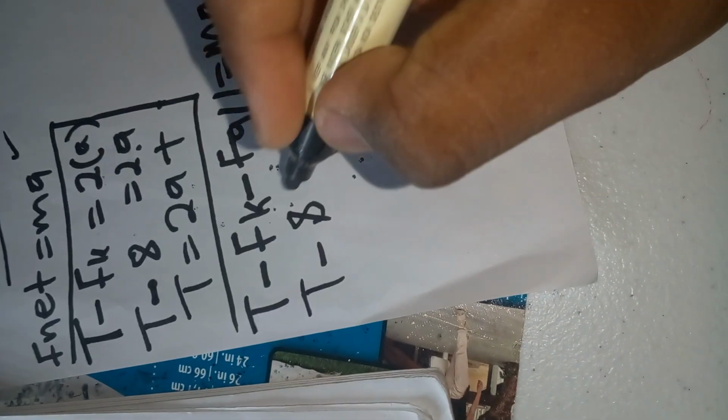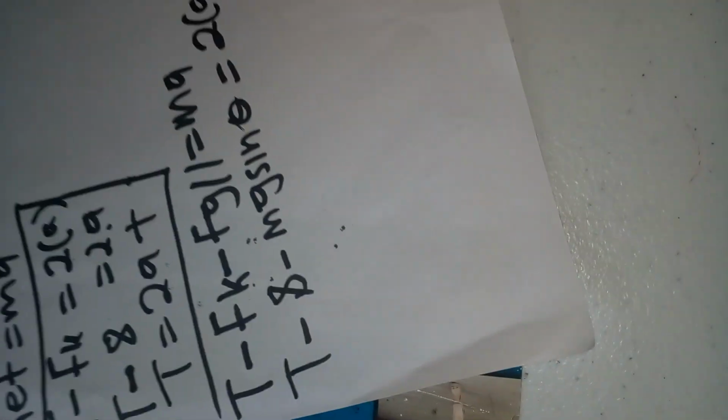So it's going to be tension minus 8, then let's substitute. Fg parallel is mg sine theta, which is equal to 2 times a, then 2a, then T minus 8 minus, forgive me guys, I'm not feeling well today and I have to finish these things.